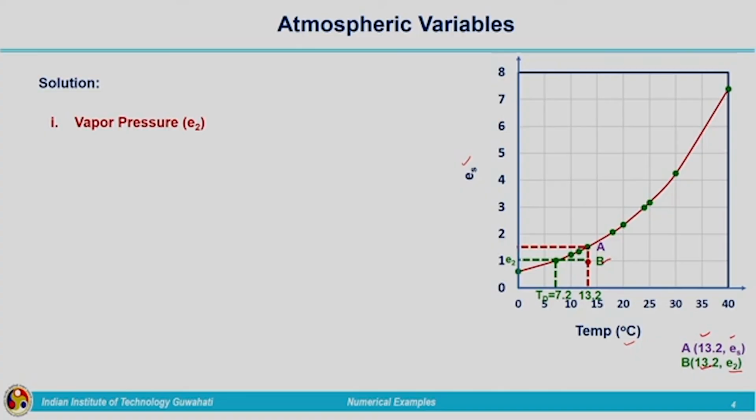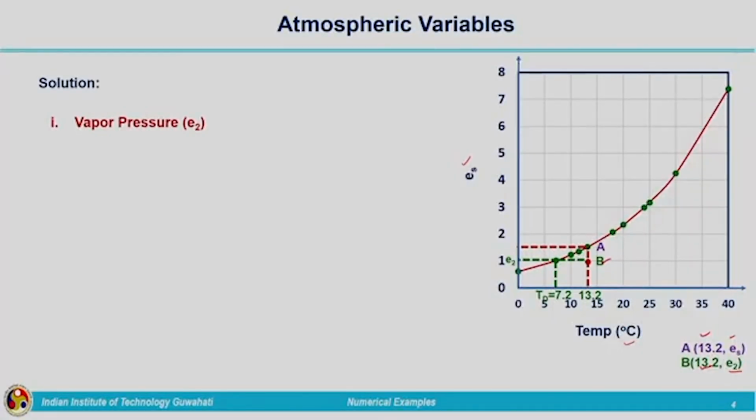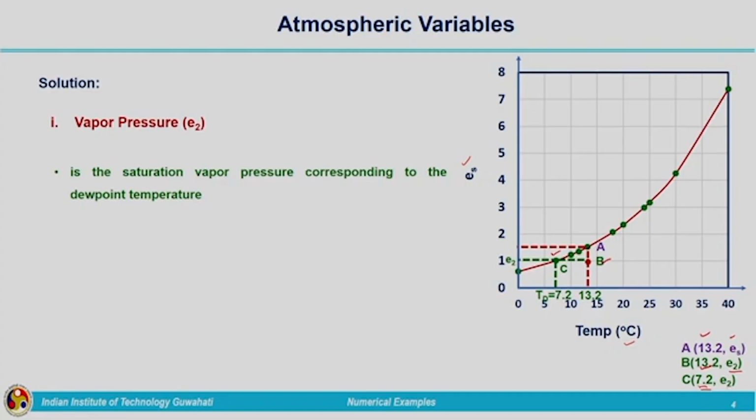So, what we can do: the equation is valid only on the curve. Other than the curve, this equation is not valid, but the equation will give you saturation vapor pressure. So, we are going to calculate the saturation vapor pressure corresponding to dew point temperature. That saturation vapor pressure is the vapor pressure corresponding to the temperature T2. So, we can make use of that concept here. We consider this point as C. For C we have a temperature 7.2, but the vapor pressure is E2. E2 is the saturation vapor pressure corresponding to the temperature 7.2, but corresponding to the temperature 13.2, E2 is simply vapor pressure, it is not at the saturation level. So, E2 is the saturation vapor pressure corresponding to the dew point temperature.